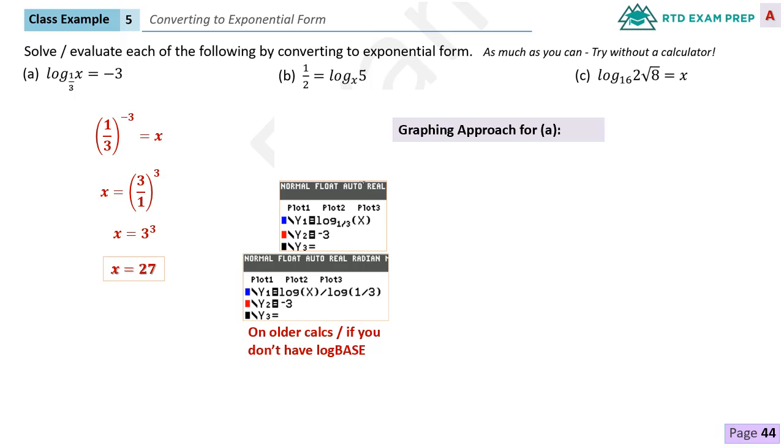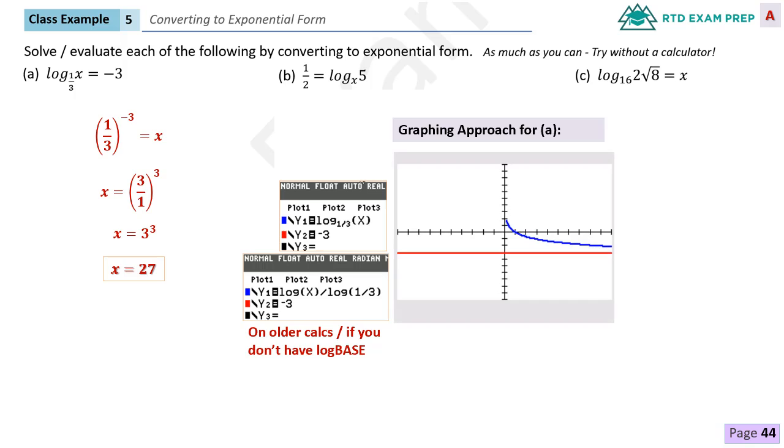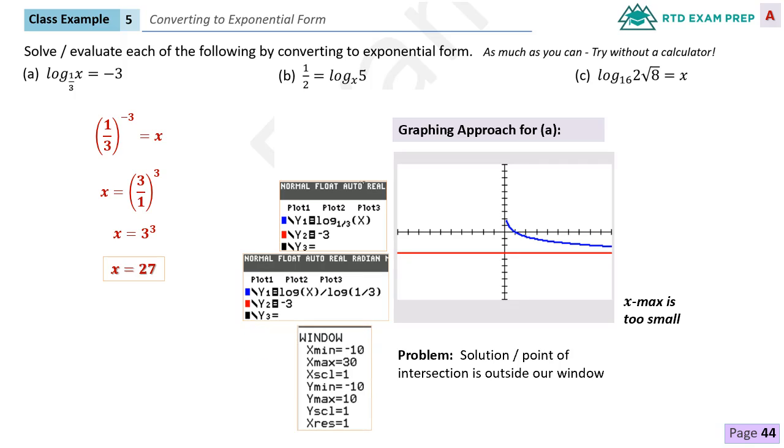So here we have log base 1/3 of x as y1 and negative 3 as y2. We need to find the intersection point of these two functions. However, the problem is the intersection point is outside of the default window of negative 10 to positive 10. We know this because we already know the answer is going to be 27. In this example, I've changed the window up to an x maximum of 30, but that's only because I knew the answer already.